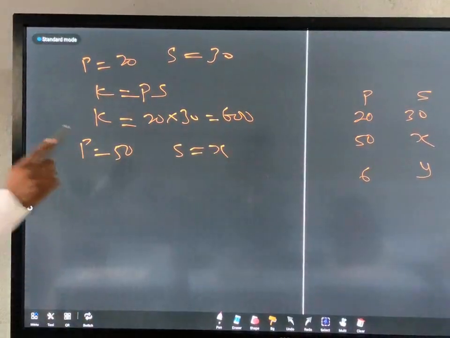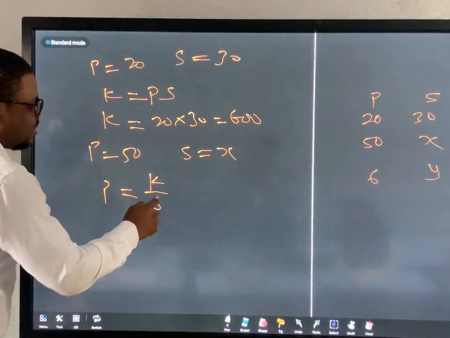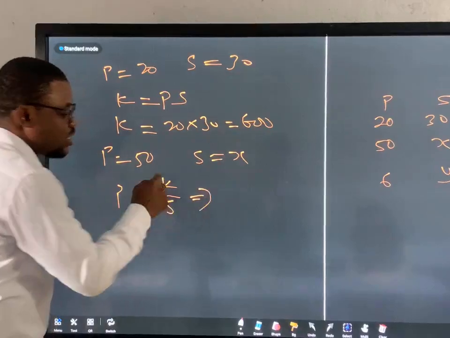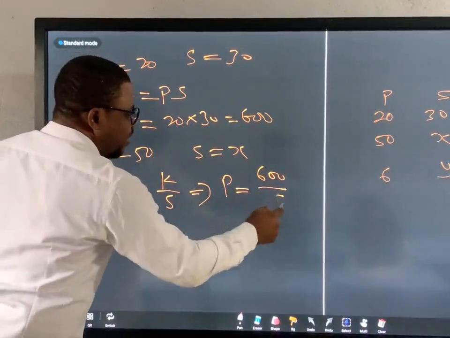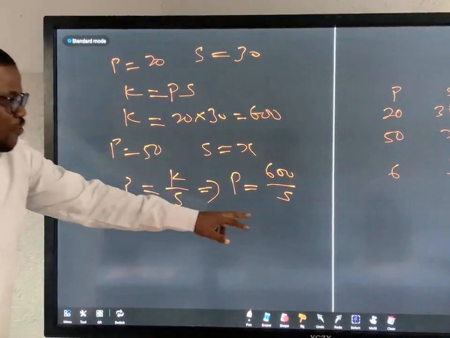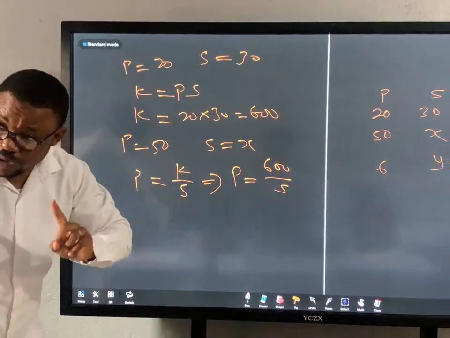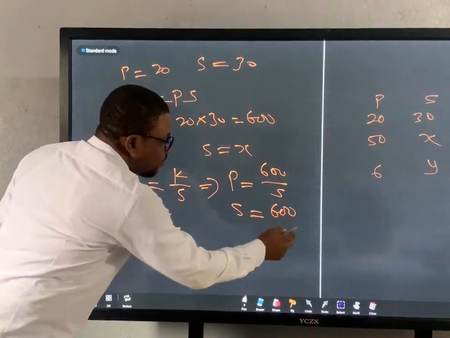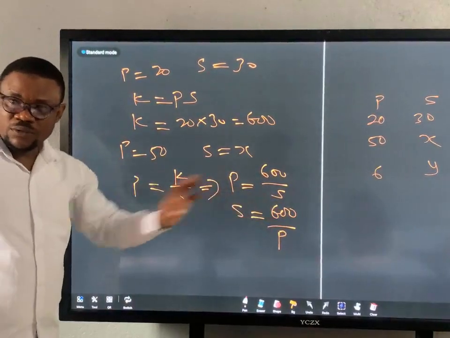We said that P is equal to k over S. But we found the value of k to be 600. So this will translate to P equal to 600 over S. But now I'm looking for S. So if I make S the subject, S goes up and P goes down. So I'll have that S is equal to 600 over P. This goes up and this comes down. Are you with me?